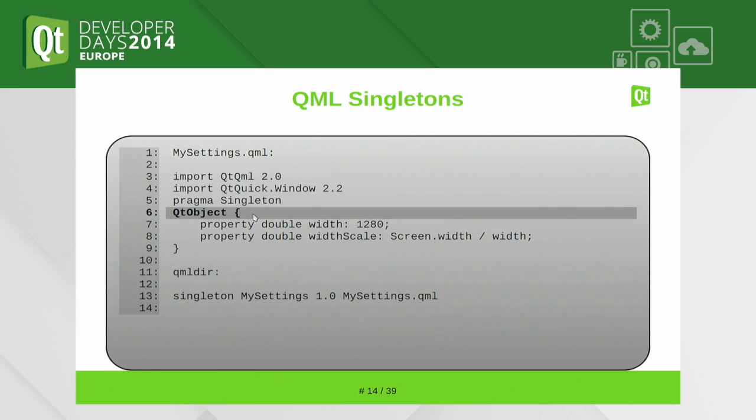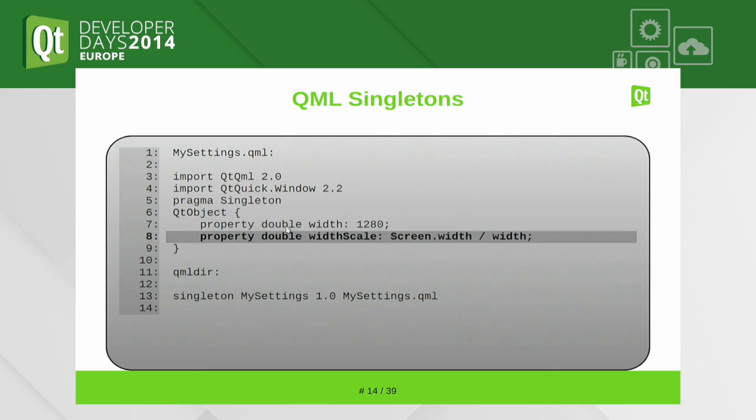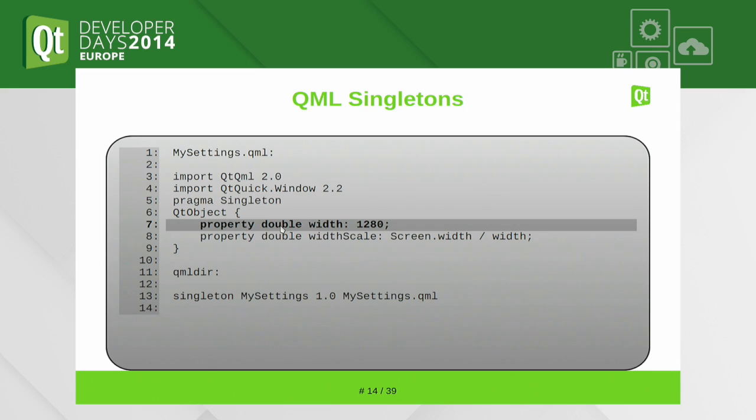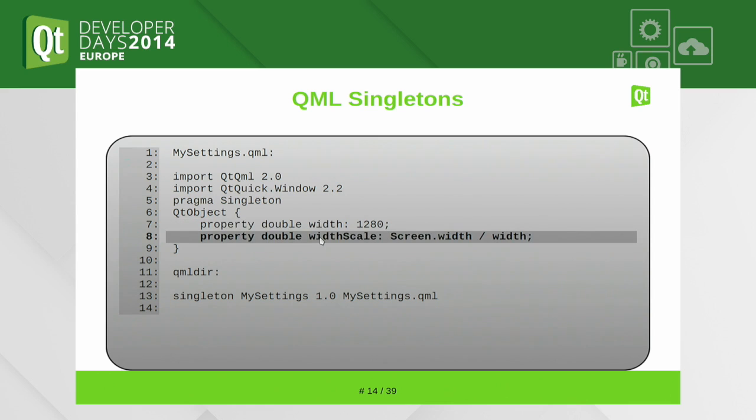So in this example, I'm creating a non-graphical Qt object, and it shall have just a property width. This is just an example of making an application a bit more resolution independent by saying I'm designing it for all my graphics, etc. are designed for a reference screen width of 1280. But when I'm actually going to run on different screens, I'm going to have to scale all the widths in my program according to the width of the current screen relative to what I've designed it to. So I'm introducing a width scale property.